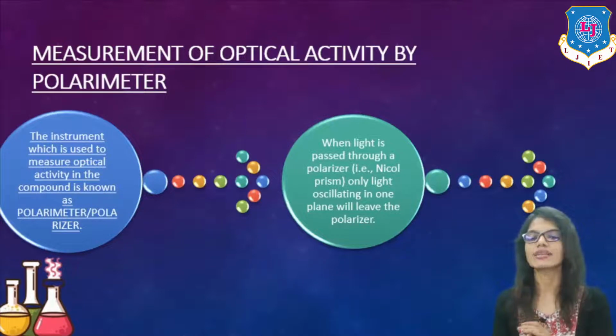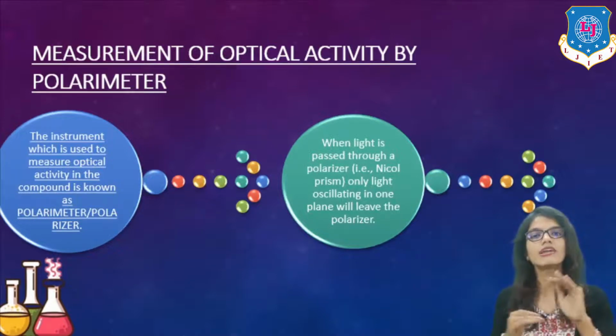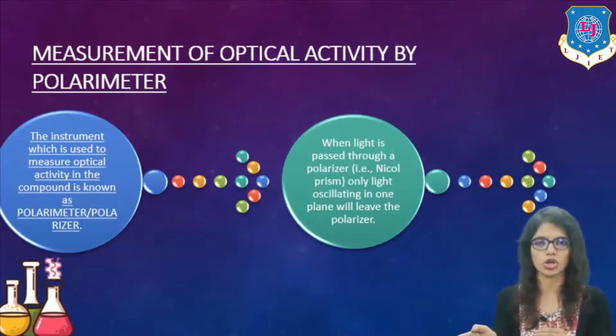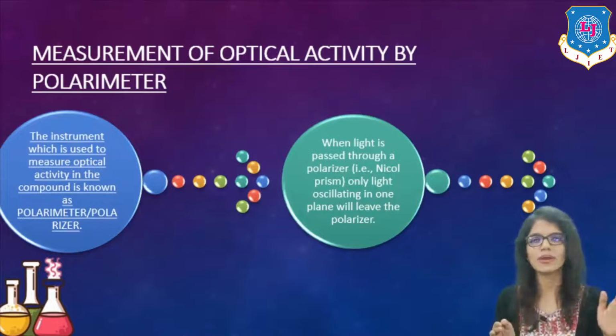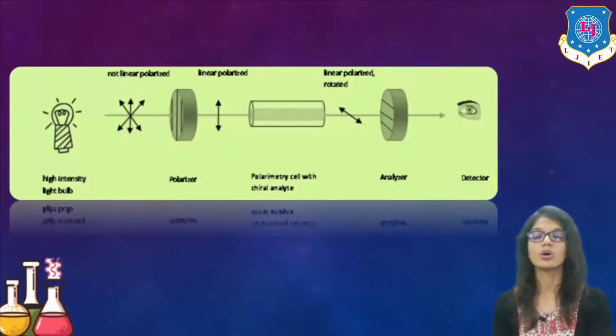When light is passed through a polarizer, whether it's a Nicol prism, a grating, etc., only light oscillating in a single plane will leave the polarizer. All the other light whose waves are vibrating in different planes will be stopped at that particular point, and only the single vibrating wave light will be passed through it. So, that is the principle of the polarimeter. Okay. Now, let's understand how it proceeds and what its working is.